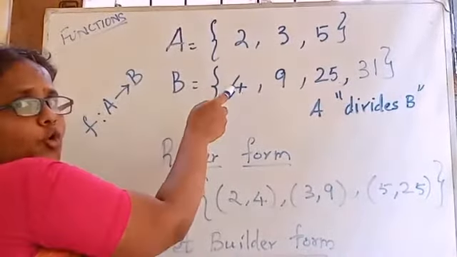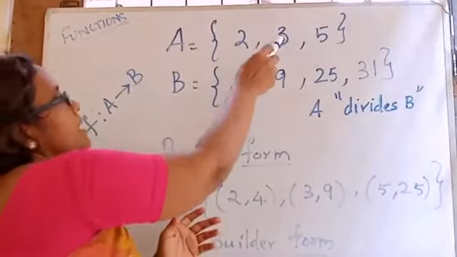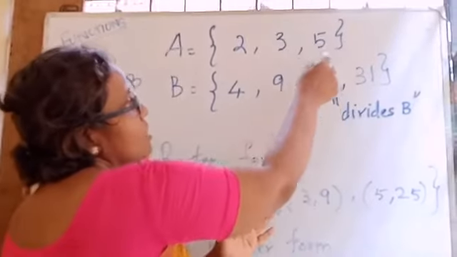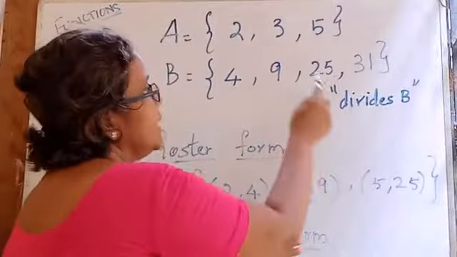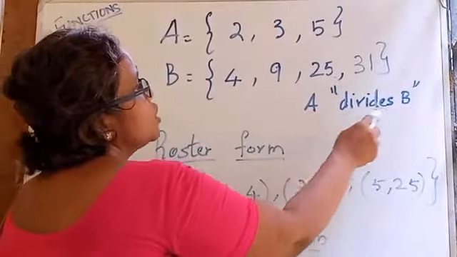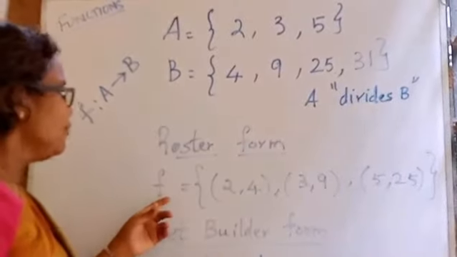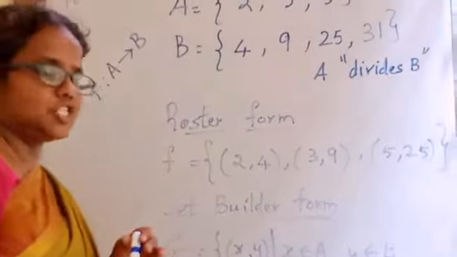2 is mapped with whom? It is mapped with 4, and therefore that is written as an ordered pair. 3 is mapped with 9, therefore that is also written as an ordered pair. Likewise, 5 is mapped with 25, and that is also written as an ordered pair, based on this function, namely divides. So now we find that f is a subset of a relation.